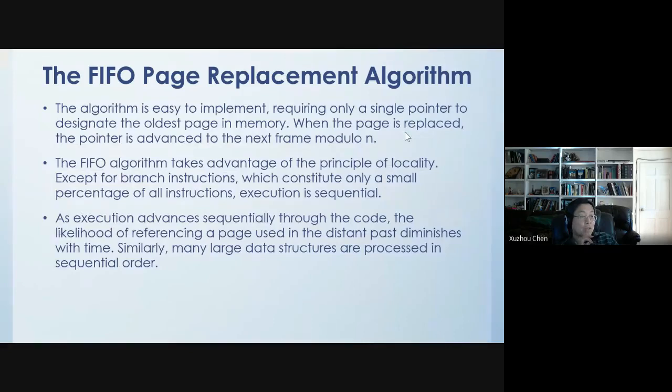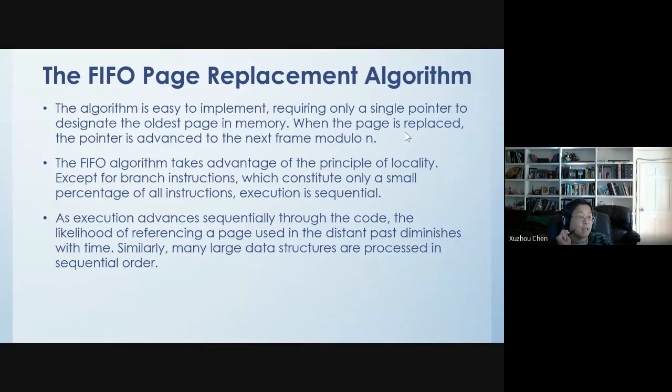So FIFO page replacement is easy to implement. You just need one queue. And then every time a page is replaced, remove the head of the queue and shift everything forward. So it requires only a single pointer to designate the oldest page in memory. When a page is replaced, the pointer is advanced to the next frame, modulo n, where n is the size of the physical memory.